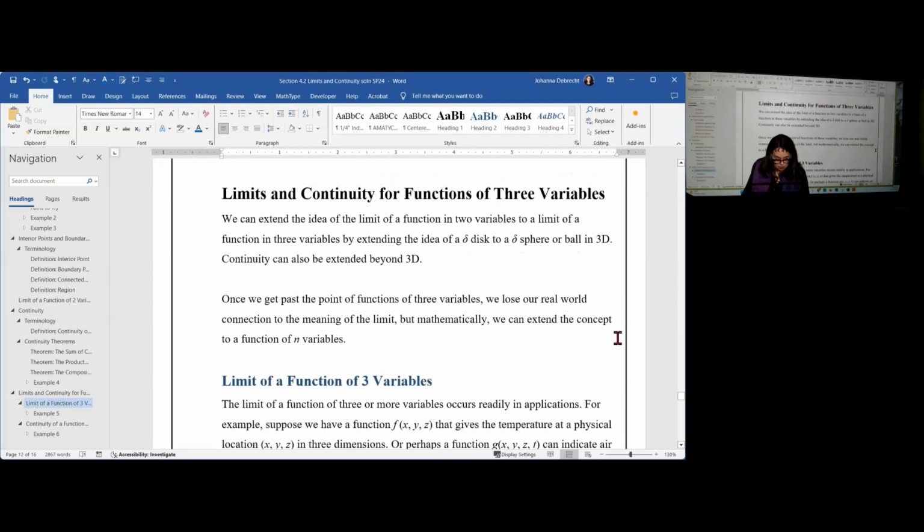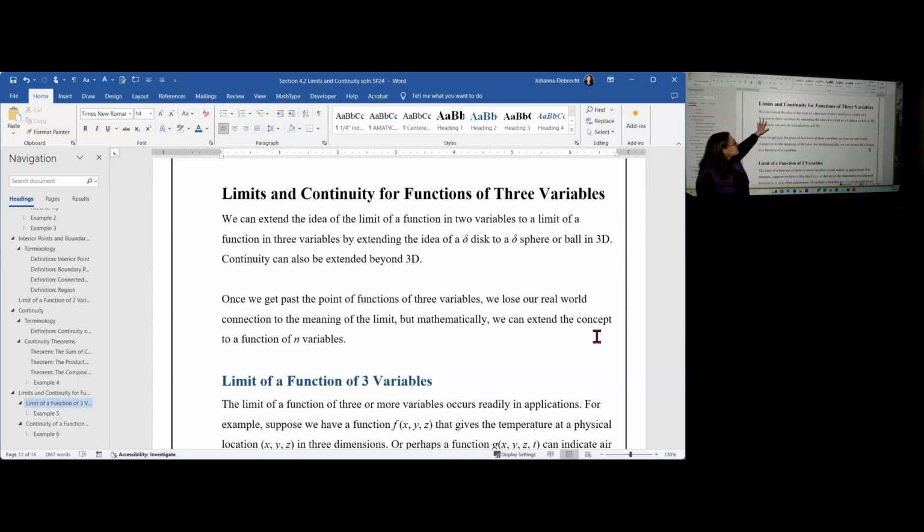Let's now take a look at limits and continuity for functions of 3 variables. We can extend this as well to functions of 4 variables or 5 variables, but in multivariable calculus, we rarely go beyond 4 dimensions, a function of 3 variables.